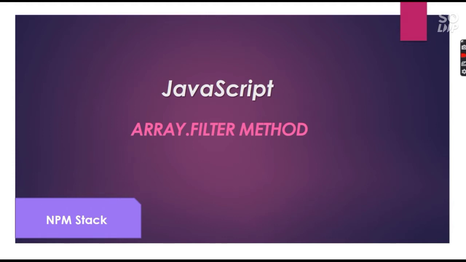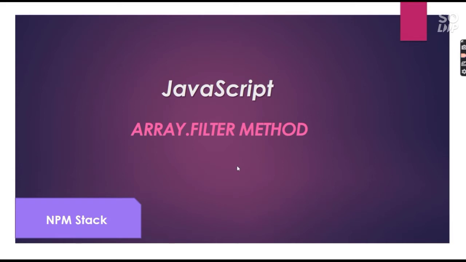Consider we have one array and we want some values from that array, like a subset of the array. Then we can use the filter method. And it will always give us a new array, which means it will not mutate the original array. Okay, so let's take a look at what we are going to learn today.